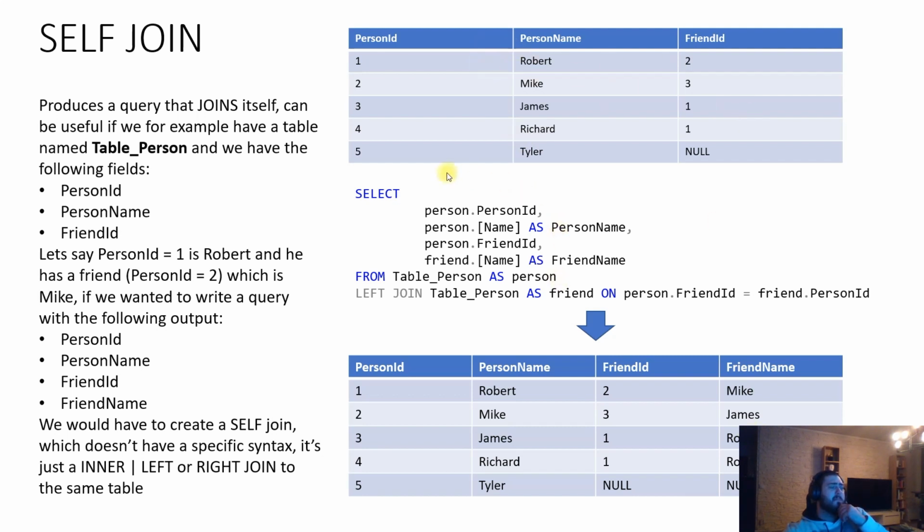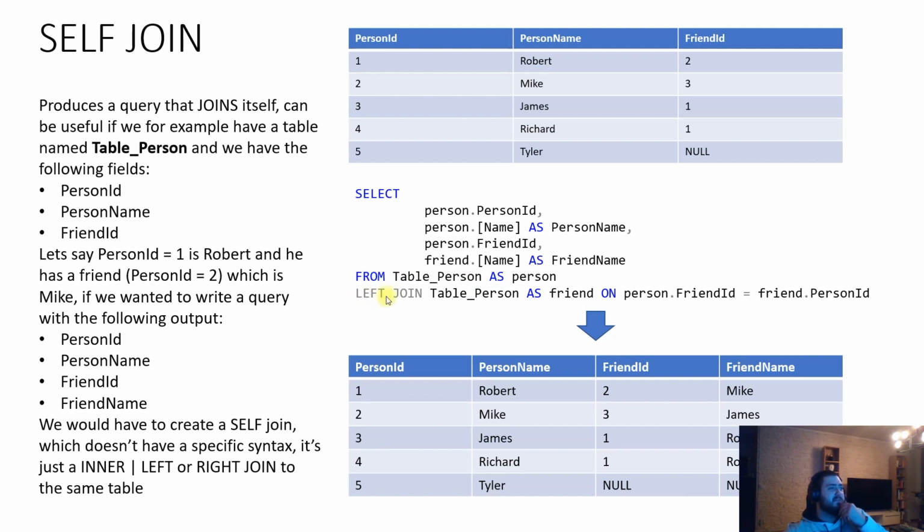When we do a self join, if I wanted a query to display every person's ID, the person name, and the name of the actual friend, in this case Mike, I would have to perform a self join. A self join is basically just you specify a table that you want to select the information from, and then you perform a join.